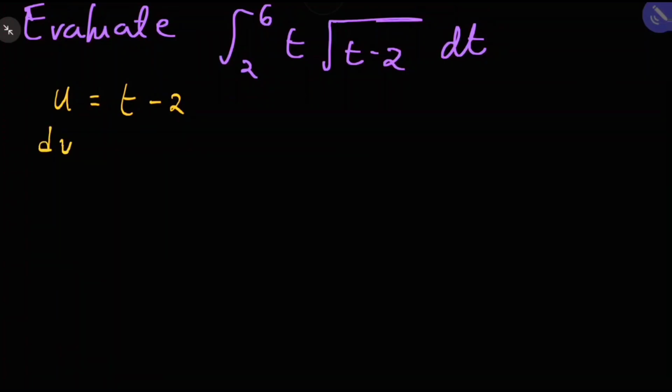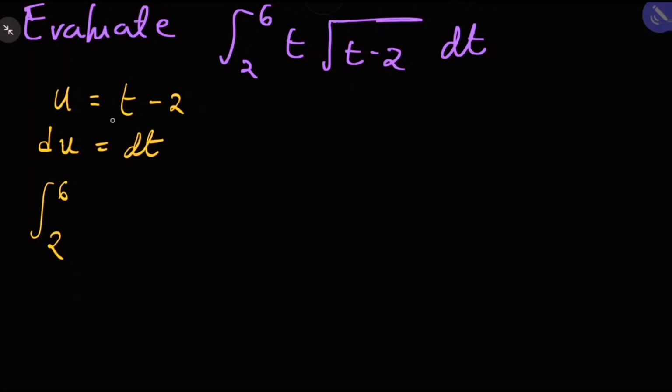If we find du, it means the derivative with respect to t for this expression. The derivative of t is 1, so that's 1 dt, which is the same thing as saying dt. So we'll just head back to our expression. We're going to rewrite this expression.